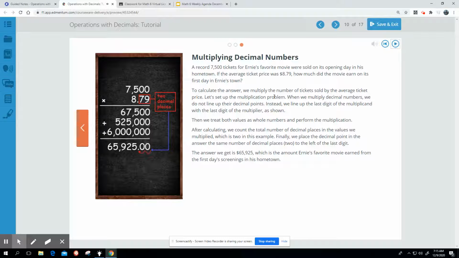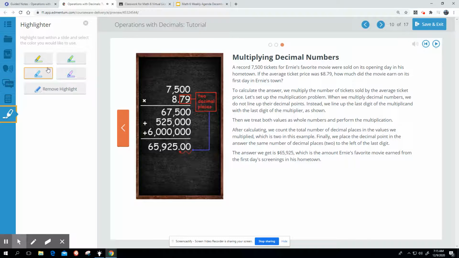Okay, so two things that are very important to notice. When we're calculating the answer, we do not line up the decimal points. So when you're multiplying decimals, you do not line up decimal points. You actually line up the last digit of the multiplicand and the multiplier. That's right here. If you notice, the 0 and the 9 are lined up.